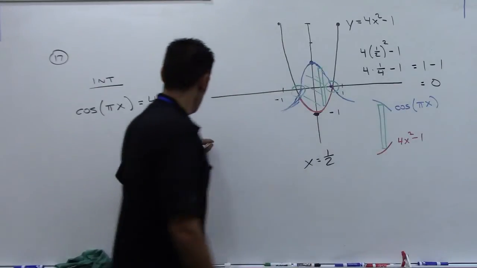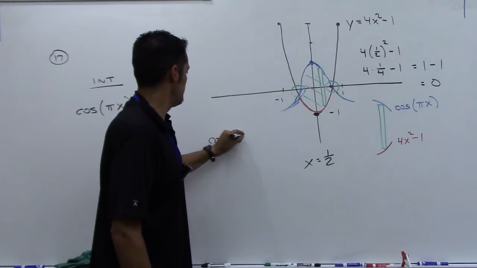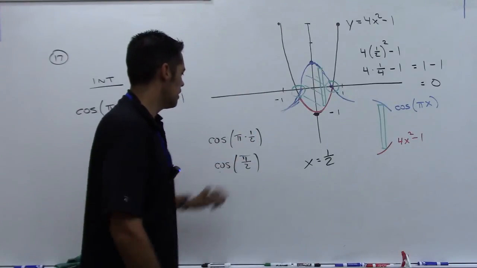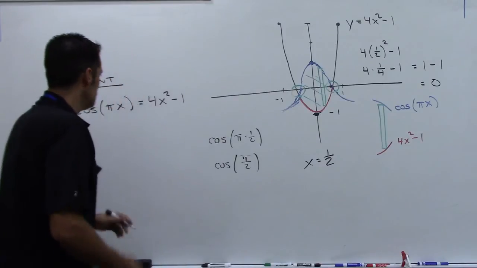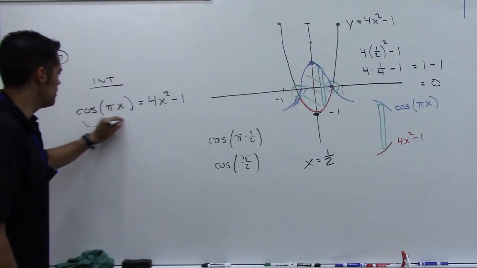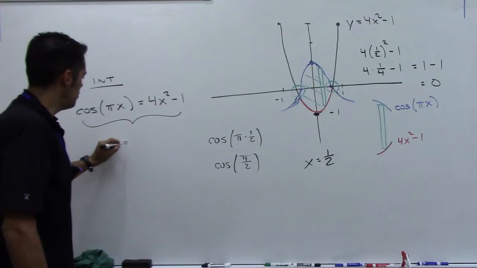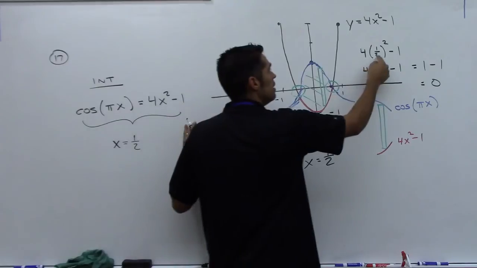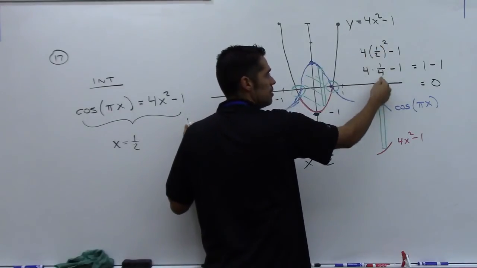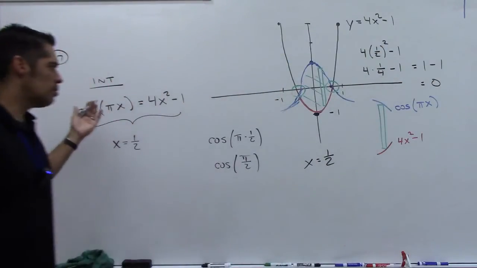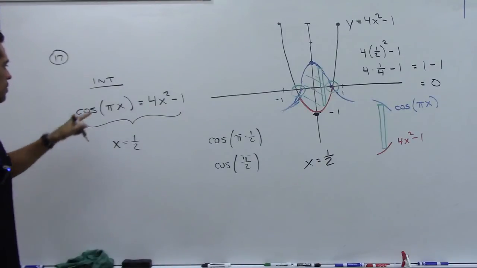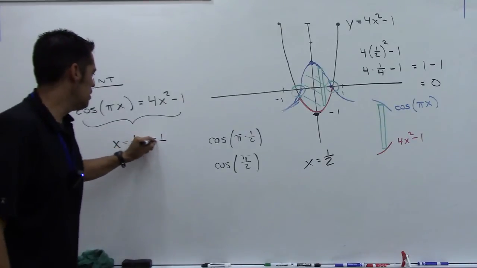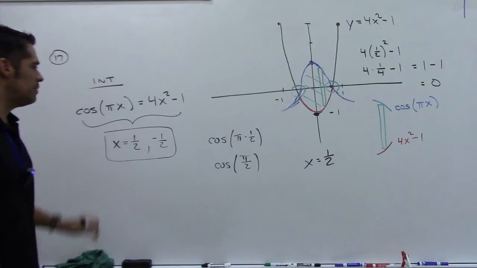But we saw earlier that if I plug a half into the other one, we get cosine of pi over 2, which is also 0. So just by looking at this, the solution to this is x equals 1/2. But it also worked on the other side. If you plug -1/2 in, it would square it, it would still be the same thing. And cosine, of course, is an even function. So plugging in negative 1/2 and positive 1/2 will give us the same thing. So we actually have two solutions, negative 1/2 and positive 1/2.